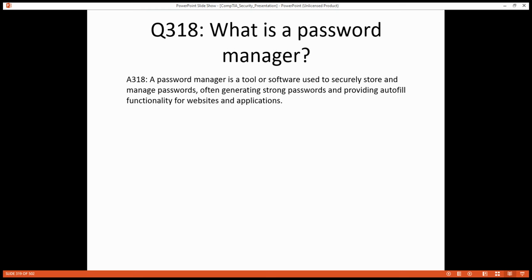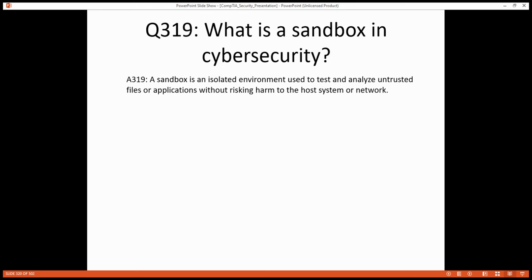Q318. What is a password manager? A318. A password manager is a tool or software used to securely store and manage passwords, often generating strong passwords and providing autofill functionality for websites and applications.